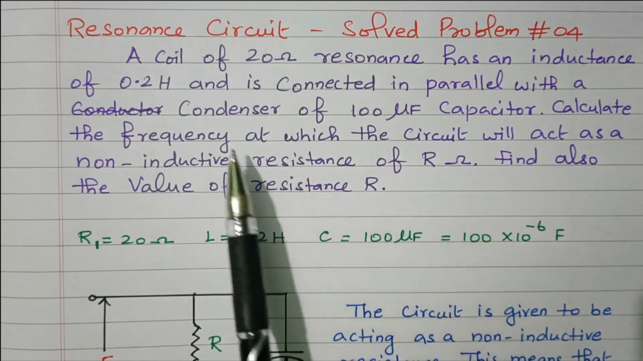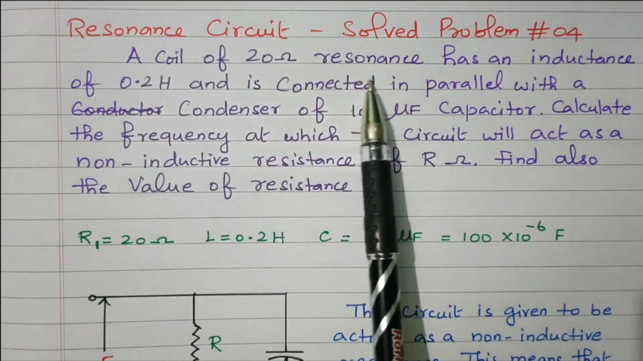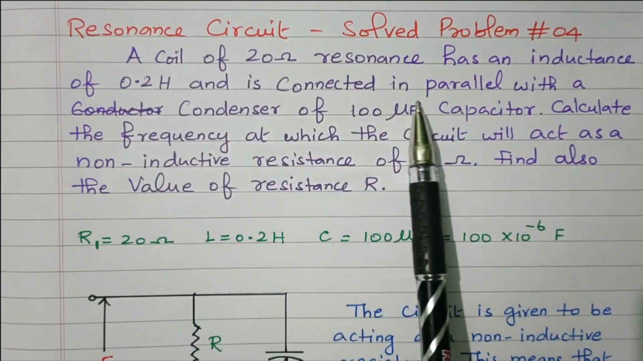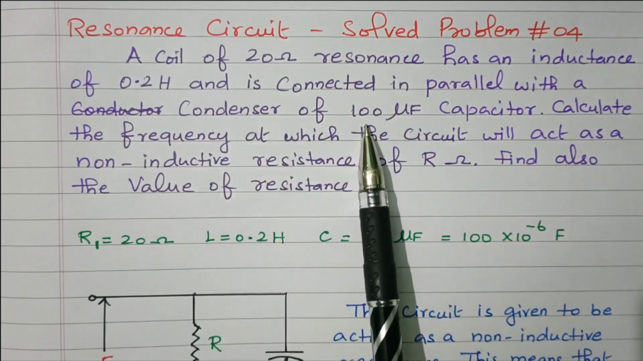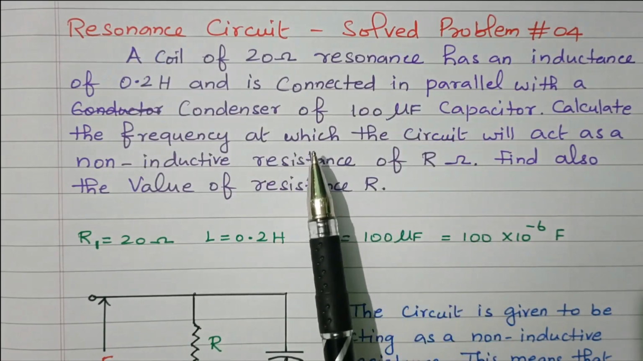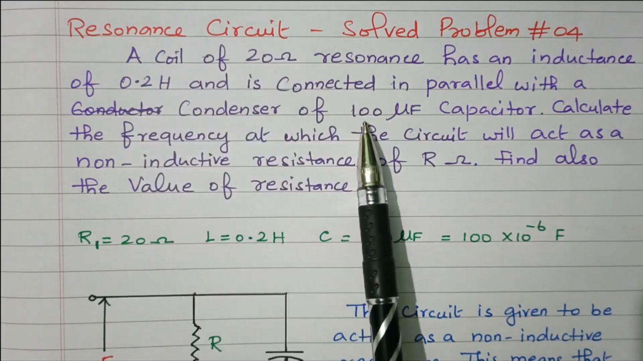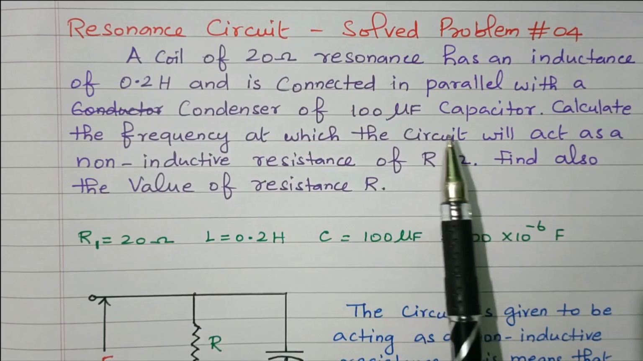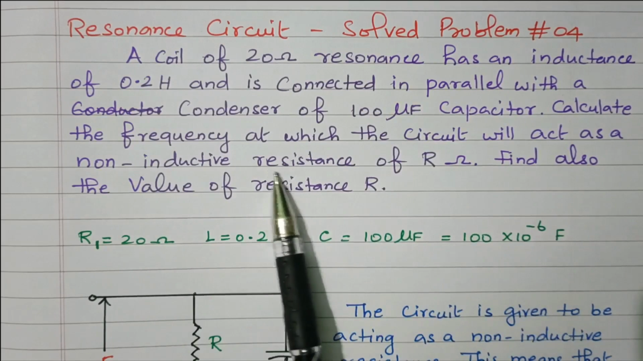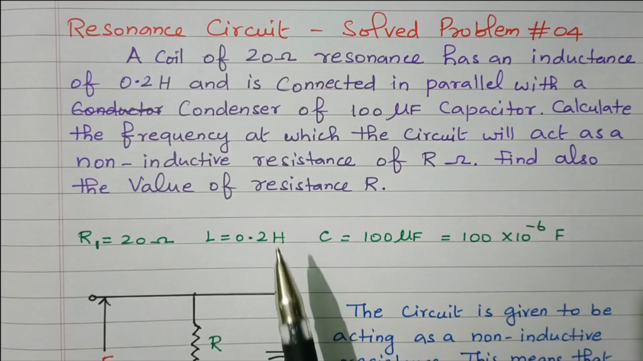Now we'll go to the topic. We'll see the statement of the problem. A coil of 20 ohm resistance having an inductance of 0.2 Henry is connected in parallel with a condenser of 100 microfarad capacitor. So one coil with 20 ohm resistor and 0.2 Henry is connected in parallel with the 100 microfarad capacitor. Calculate the frequency at which the circuit acts as a non-inductive resistance of R ohm. Find also the value of the resistance.